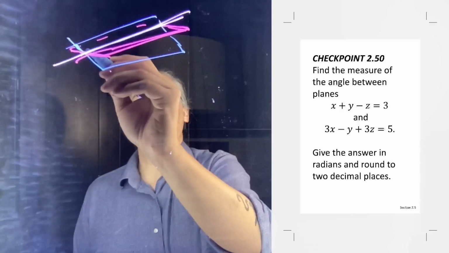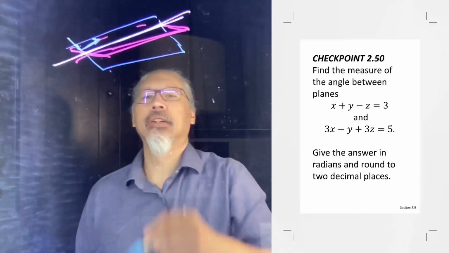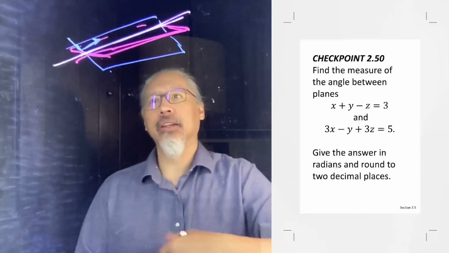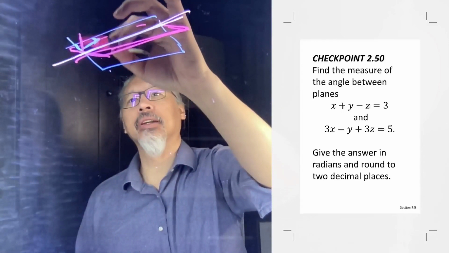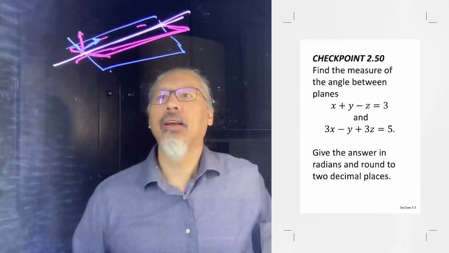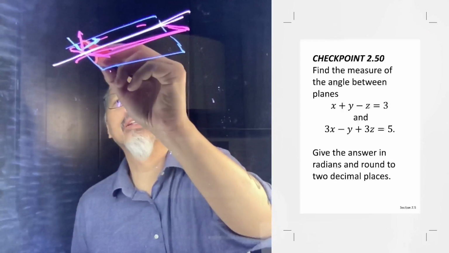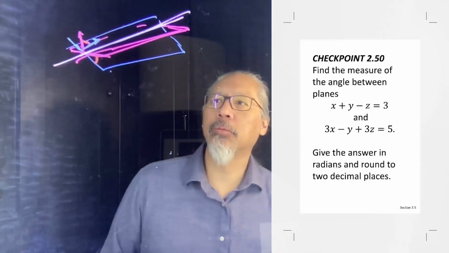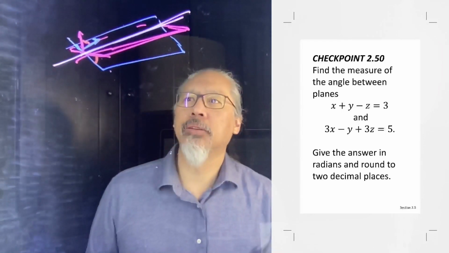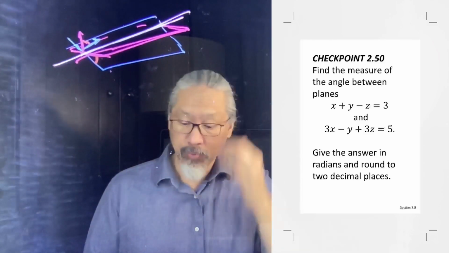So let's say each plane has a normal vector. One plane has a normal vector that goes like that, and the other plane has a normal vector that goes like that. And the angle between them, the angle between the two planes would be exactly the same as the angle between the two normal vectors. So it's just a matter of finding the angle between the two normal vectors.